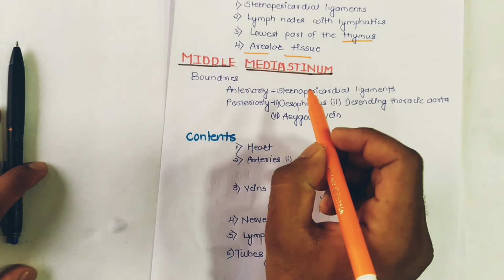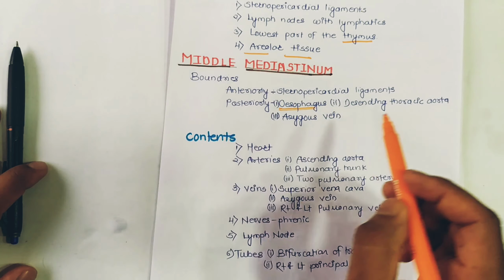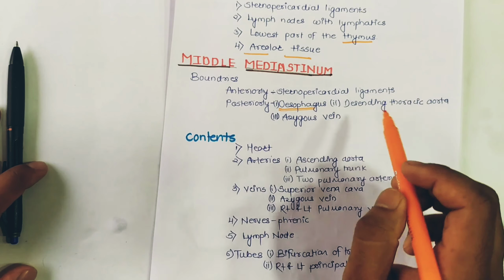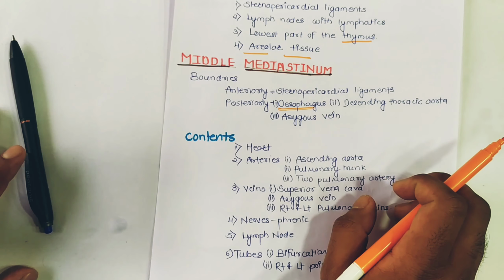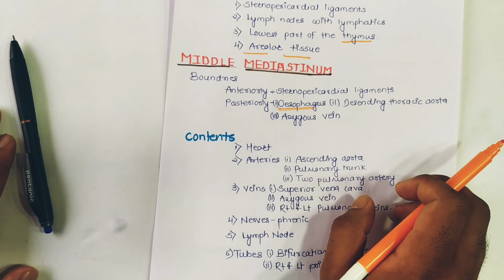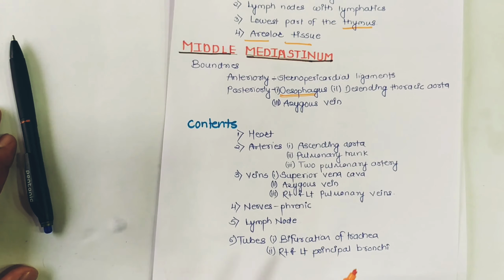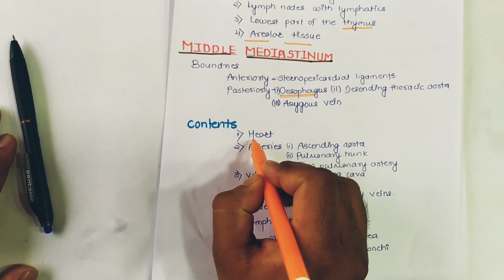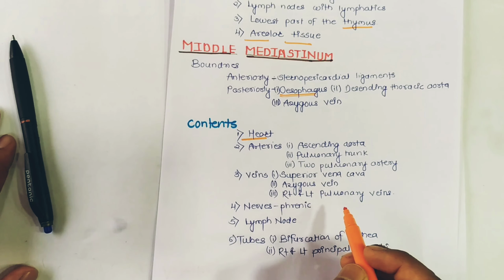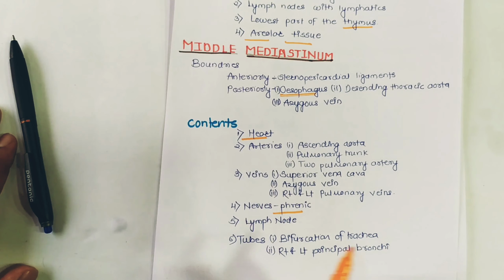Posteriorly there is the esophagus, which is present in the superior mediastinum. There is the descending thoracic aorta and the azygous vein. Posteriorly these organs and vessels are present in the medial mediastinum. Now we are going to see the contents of the medial mediastinum. The contents contain the heart and its pericardium, and there is a nerve, the phrenic nerve, which is also present in the superior mediastinum.